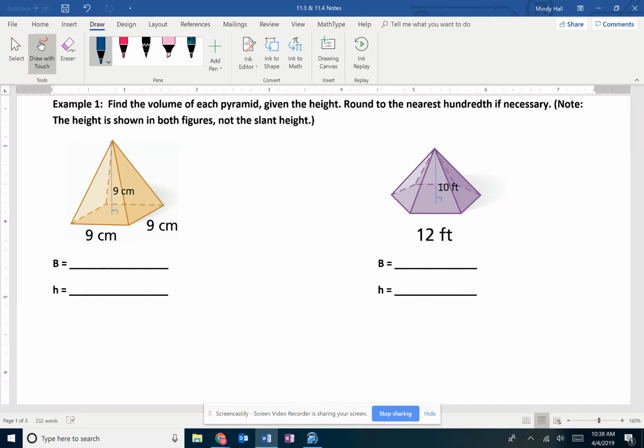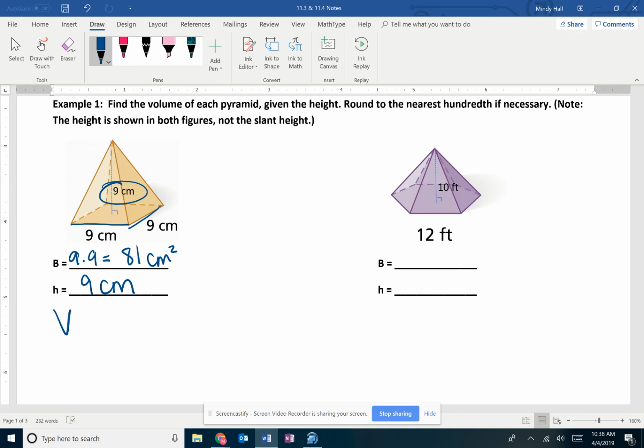So to find our base area for this is 9 times 9, which is 81 centimeters squared. And then our height is this value right here. Notice it goes straight from the top of the pyramid all the way to the bottom, and it has that little right angle in there. And that height is 9 centimeters.